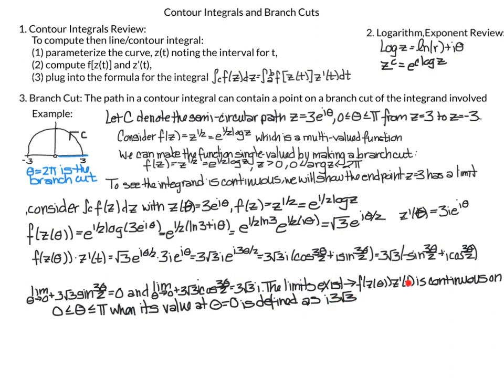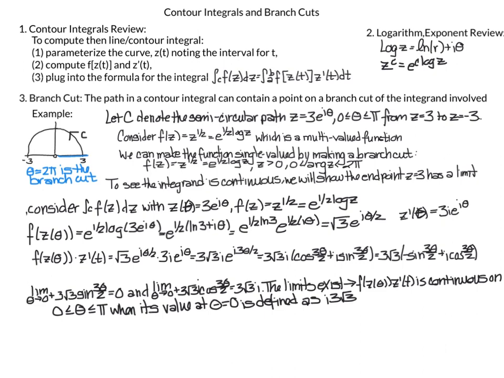So the limit exists. Our function is continuous on the interval theta equals 0 to pi, including the endpoints, when we define its value at theta equals 0 as i 3 square root of 3. In other words, we define it as where the limit says it's approaching, and therefore it will be continuous.